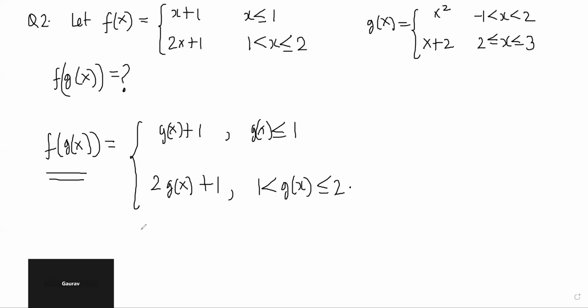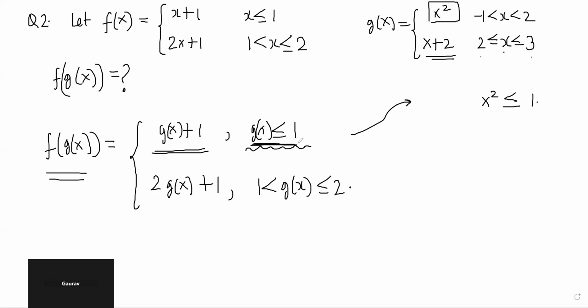Now we have to think here: when will g of x be less than or equal to 1? What are the possibilities? Can it be x plus 2? No, because x plus 2 is only when x is between 2 to 3. That means x plus 2 will be greater than 4 actually. So the only possibility is g of x being x square. But then you have to put the condition x square is less than or equal to 1.